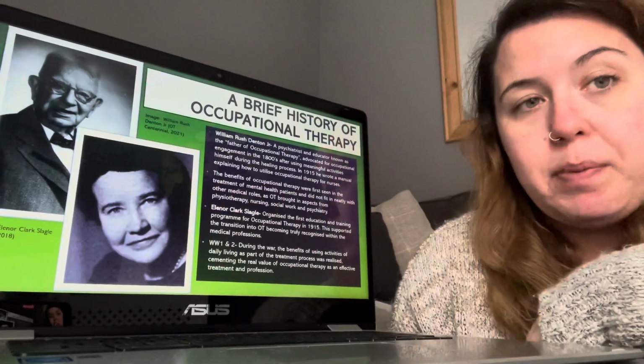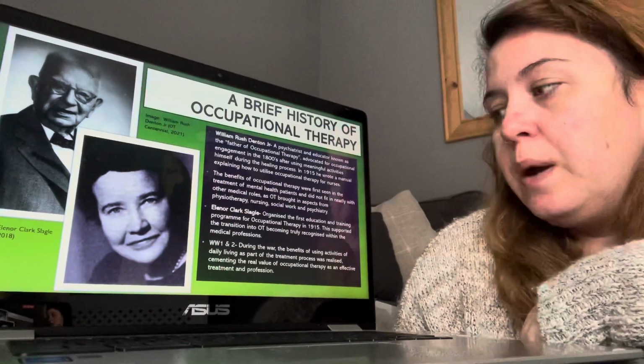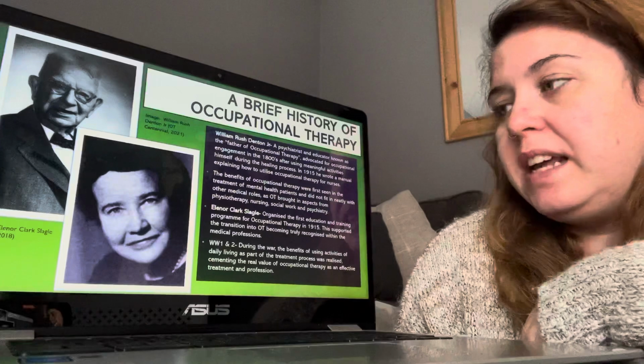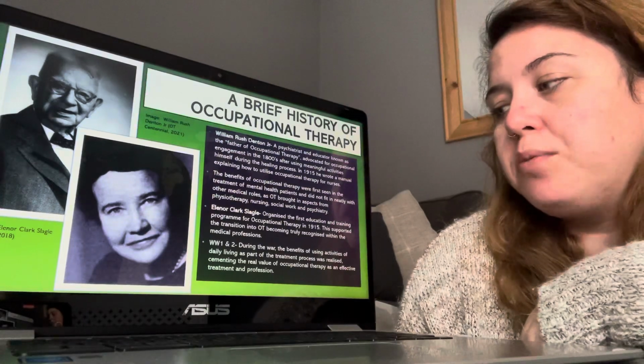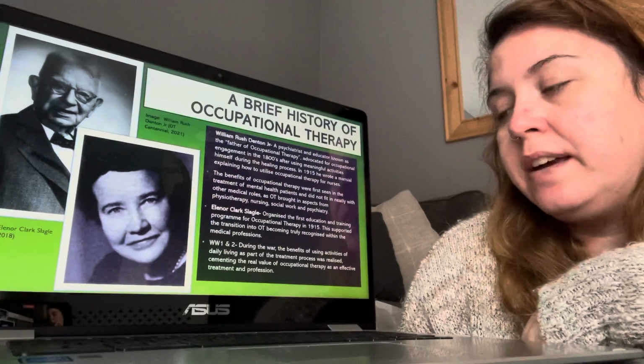The benefits of occupational therapy were originally seen in the treatment of mental health patients, and it didn't fit in neatly with other medical roles, as OT brought in aspects from physiotherapy, nursing, social work and psychiatry.